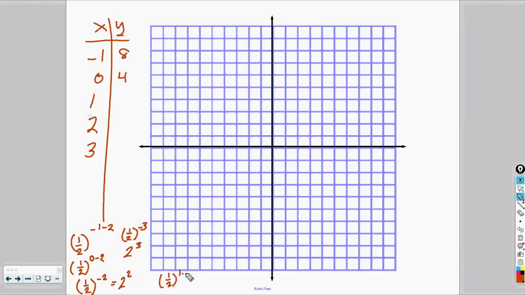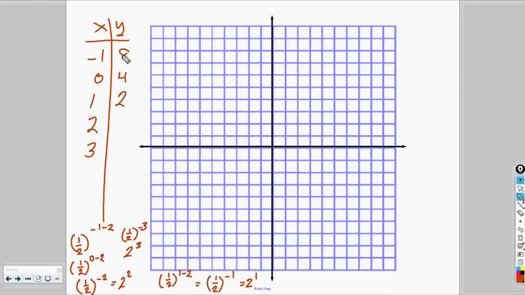There we go. 1 minus 2, which would be 1/2 to the -1st power, which would be 2 to the 1st power, or 2. Now, once again, we don't have to go through all these processes to fill in the rest of the table. We can see the pattern that's happening, and if we know conceptually what's happening in the equation, we can fill in the rest of the table.